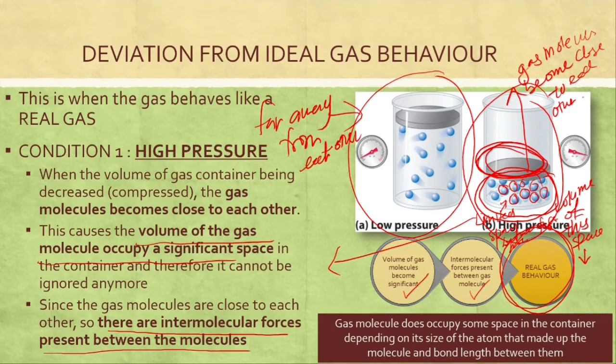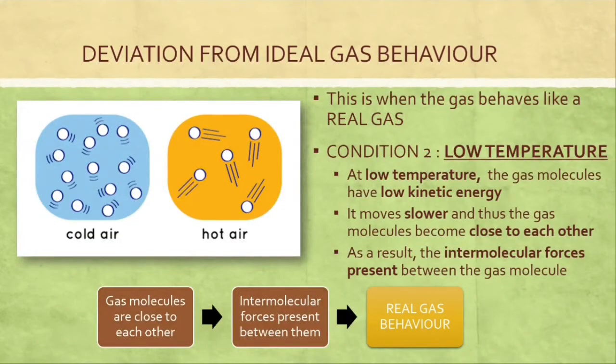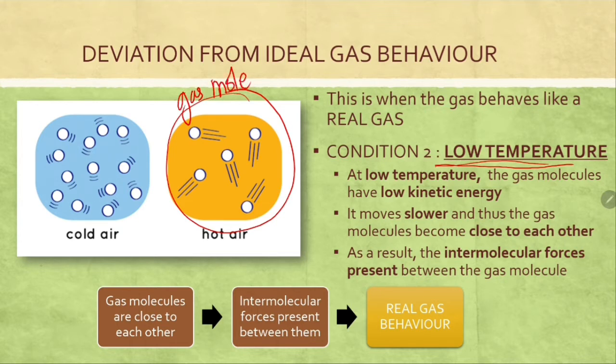Secondly, gas will deviate from ideal behavior at low temperature. Why? Because, this one is the hot air, the gas molecules have high kinetic energy. So in hot air or at high temperature, when the gas molecules have high kinetic energy, they can move freely, far apart from each other.